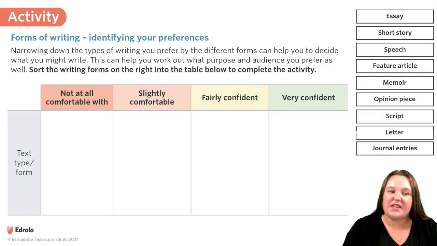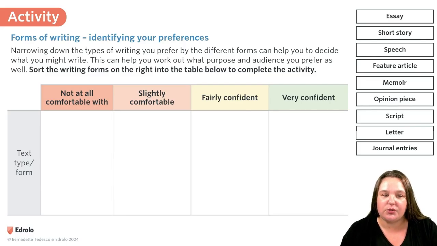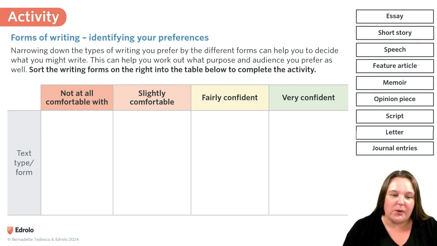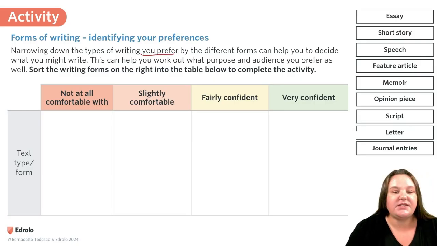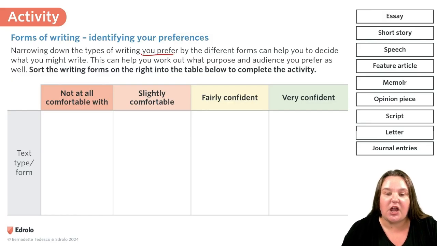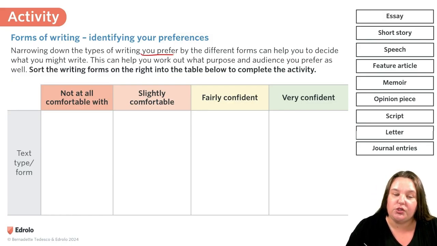There are many different forms of writing. The opportunities are endless, and that can be quite daunting. If you could choose any form at all without narrowing it down, where do you start? I would suggest going through this activity and narrowing down the types of writing you prefer by the different forms. And this can help you to decide what you might write.